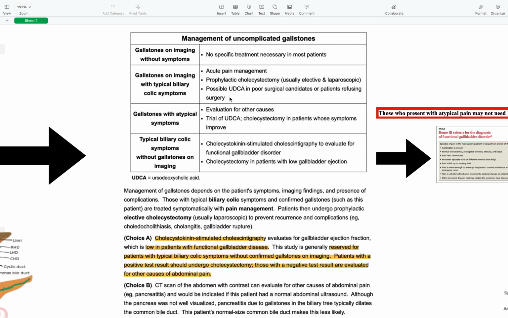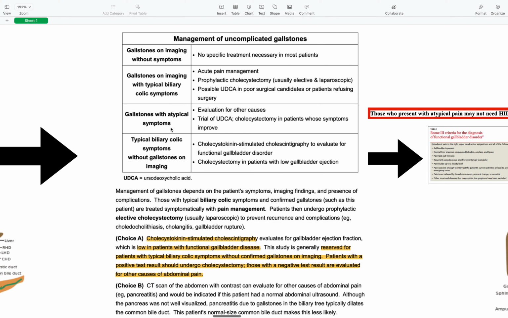All right, then gallstones with atypical symptoms. Now this is very crucial. These atypical symptoms may be something else, so you want to evaluate for other causes. Or you may also give a trial of UDCA. All right. If the patient improves on UDCA, then you may consider a cholecystectomy.